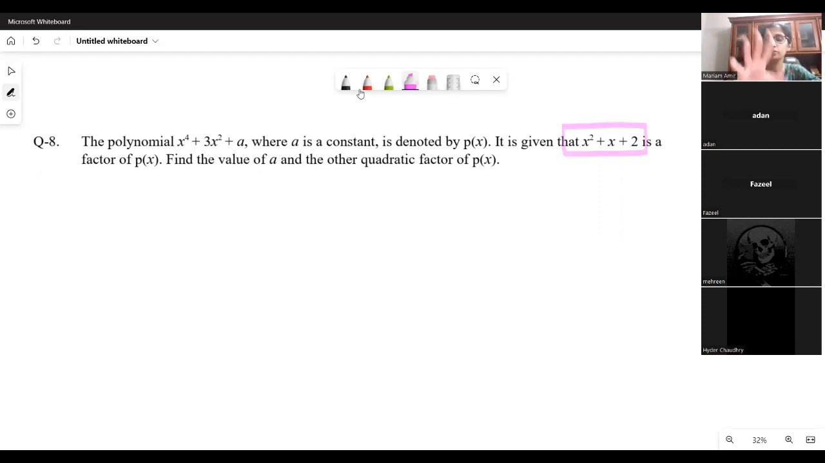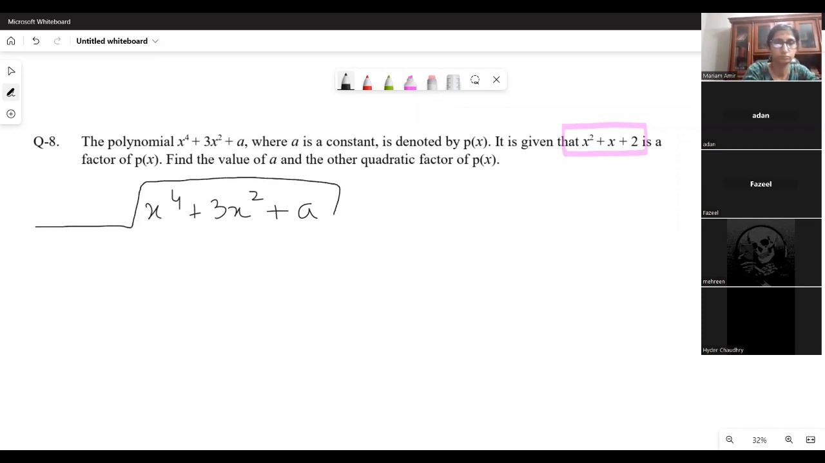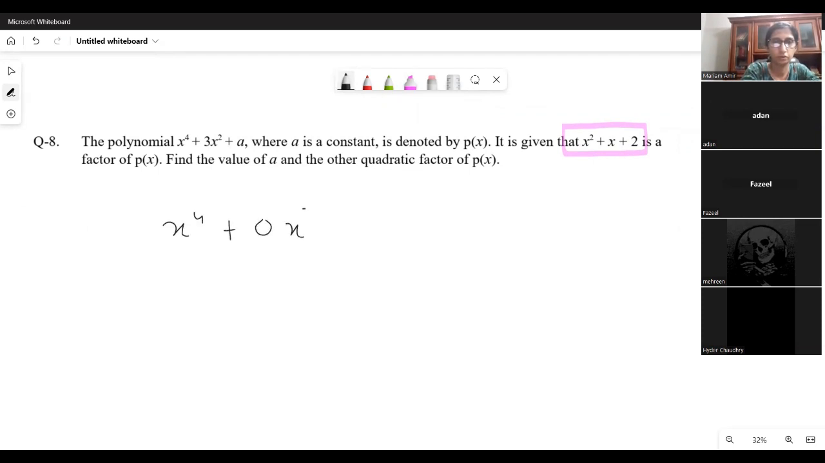So we equate that expression of a in the remainder to 0 and that should give us the value of a. Let's do that. Okay, so x square, keep doing this. x power 4 plus 0 x cube plus 3x square plus 0x plus a.